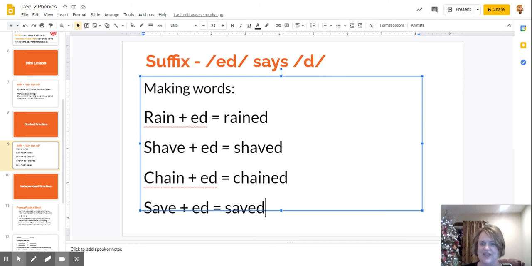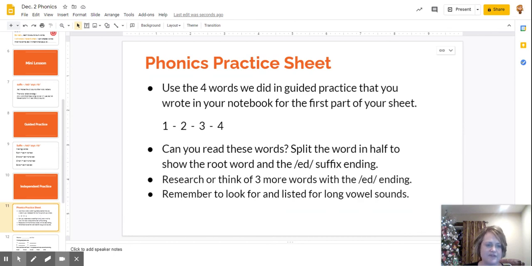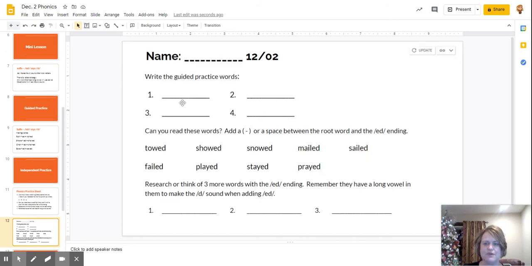Today, for your independent practice, when you jump off of here and you go into the independent practice work, it's going to look exactly like this. It's going to have the same directions and the same charts. So you're going to use the 4 words that we did during our guided practice at the top of your sheet. So you're going to type those in. Of course, just like you've been doing, you click and type it in the box.